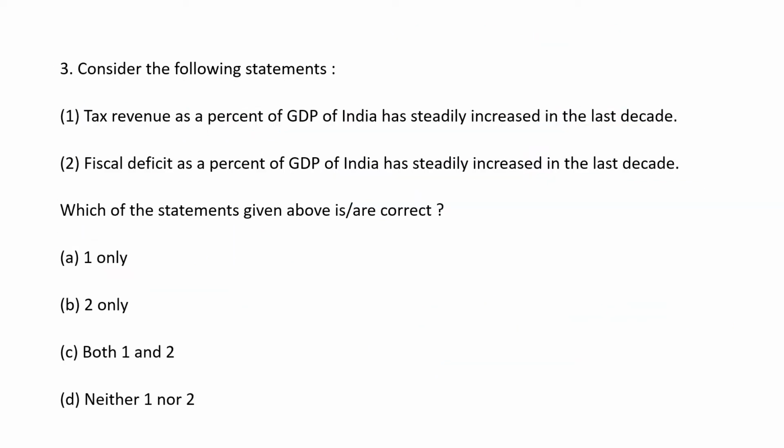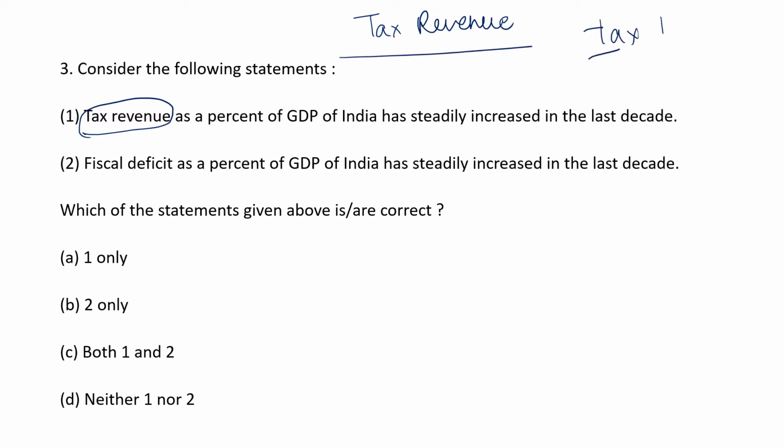And now the third question. So the first option is tax revenue as a percentage of GDP has steadily increased. Tax revenue. What is tax revenue? Tax revenue means the revenue which is collected by the government as tax. And this tax can be direct tax or indirect tax, but it is collected as tax.